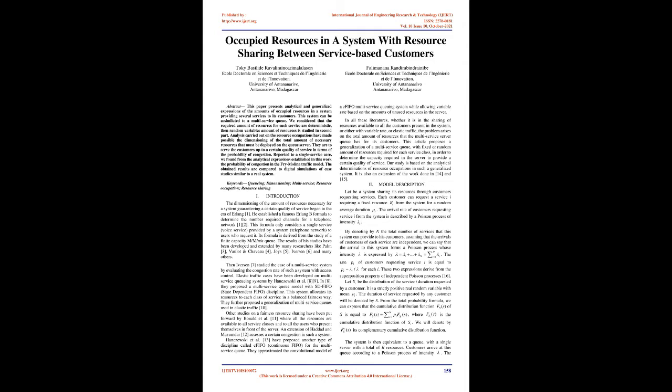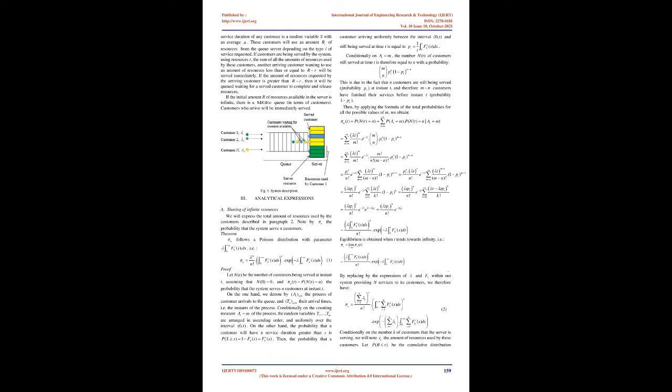[8-9]. In [8], they proposed a multi-service queue model with SDFIFO, state-dependent FIFO, discipline. This system allocates its resources to each class of service in a balanced fairness way. They further proposed a generalization of multi-service queues used in elastic traffic [10]. Other studies on a fairness resource sharing have been put forward by Bonald et al. [11], where all the resources are available to all service classes and to all the users who present themselves in front of the server. An extension of Haddad and Mazumdar [12] assesses a certain congestion in such a system.